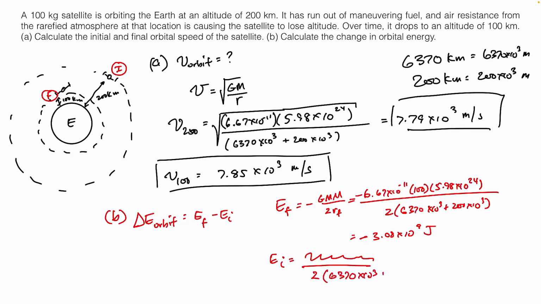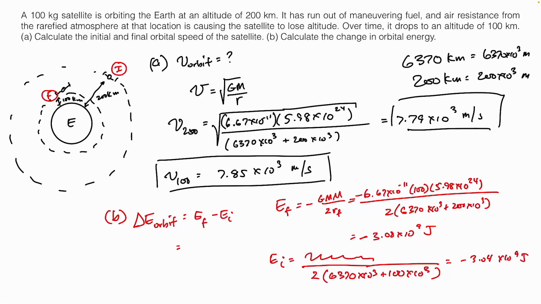It's just the R, isn't it? That squiggle up there on the top is L, that's the same. I didn't want to rewrite all those numbers. And I got negative 3.04 times 10 to the 9 joules.